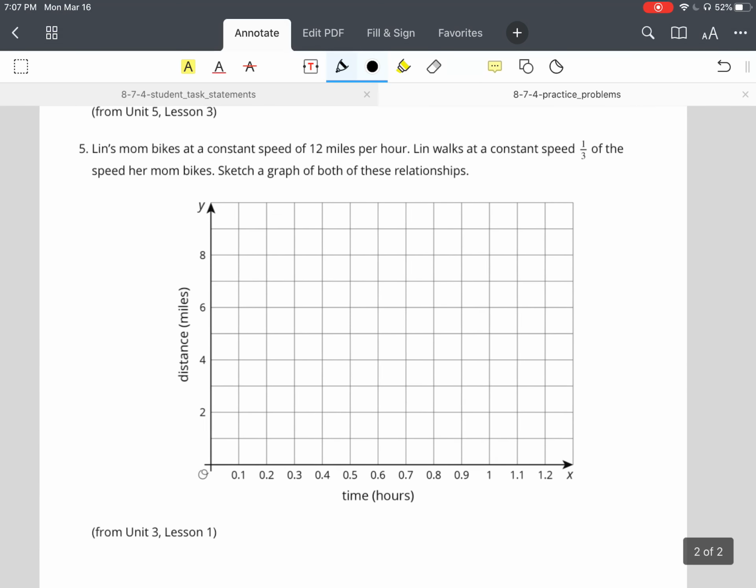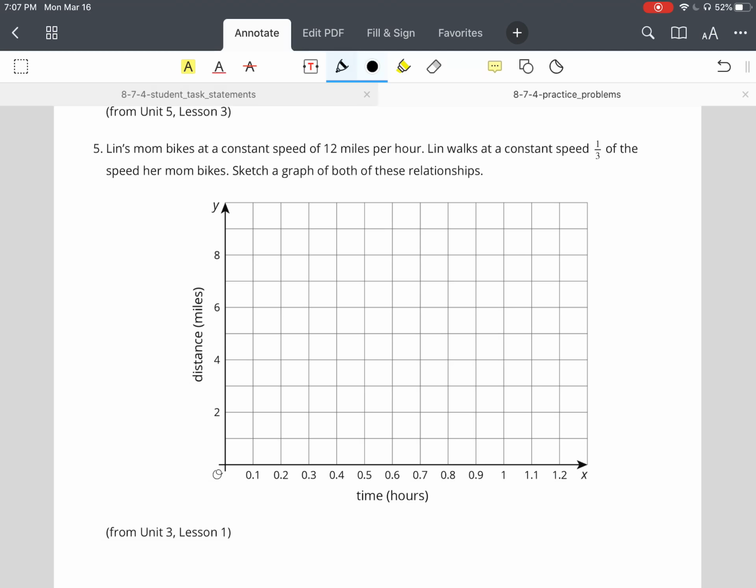Last one. Lynn's mom bikes at a constant speed of 12 miles per hour. Lynn walks at a constant speed of 1/3 of her mom's biking speed. Sketch a graph of both of these relationships. So we know Lynn's mom's bike can travel at 12 miles per hour, okay? Which means in 1 hour, how many miles can she travel? 12 miles. 1 hour equals 12 miles.